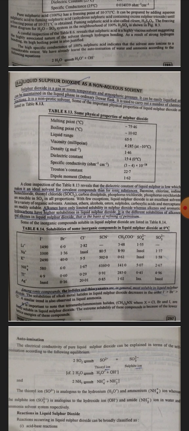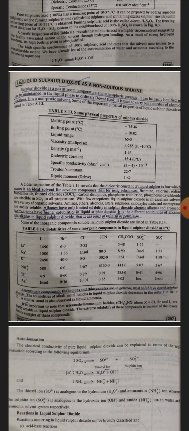The dielectric constant of liquid sulfur dioxide is also high, which makes it an ideal solvent for covalent compounds and for ionic substances. Bromine, chlorine, iodine monochloride, thionyl chloride, carbon disulfide, phosphorus trichloride and phosphorus oxychloride are miscible in SO2 in all proportions with few exceptions. Liquid sulfur dioxide is an excellent solvent for a variety of organic compounds: amines, ethers, alcohols, esters, sulfides, carboxylic acids and mercaptans. Alkanes have only limited solubility in sulfur dioxide, whereas alkenes and aromatic hydrocarbons have higher solubility in liquid sulfur dioxide.